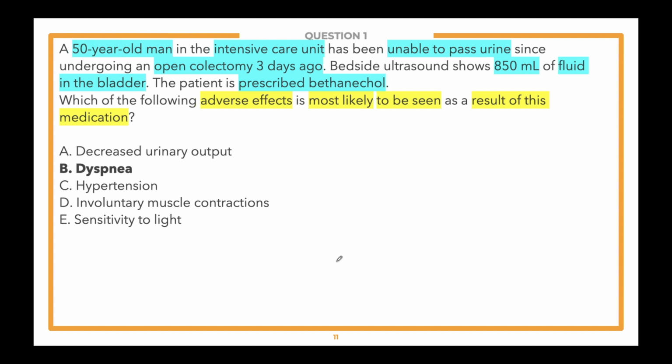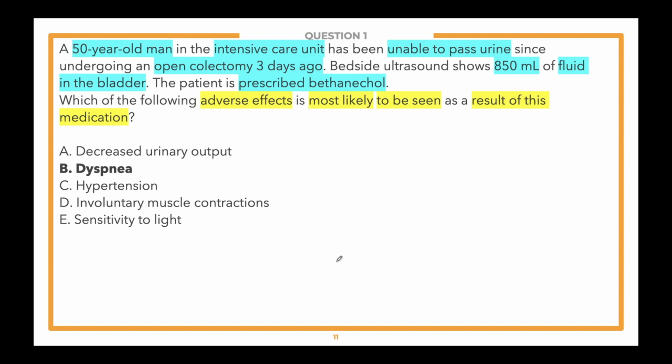Hypertension as well. As we know, bethanechol is actually a cholinomimetic agent, so unlikely to cause vasoconstriction and increase your blood pressure. And lastly, decreased urinary output.